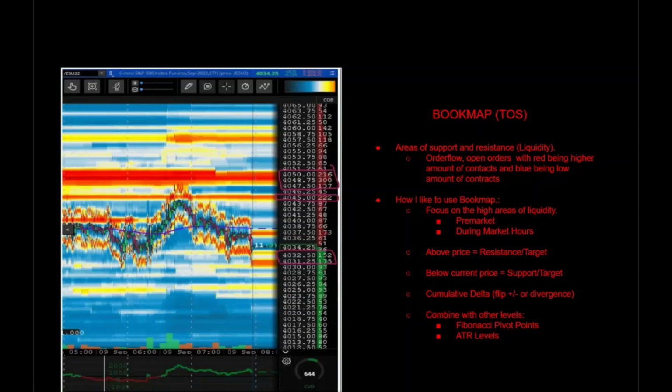And also I like to combine this with other indicators, like I said, Fibonacci pivots and ATR levels. And when these levels overlap, it's actually a pretty strong area of support and resistance.